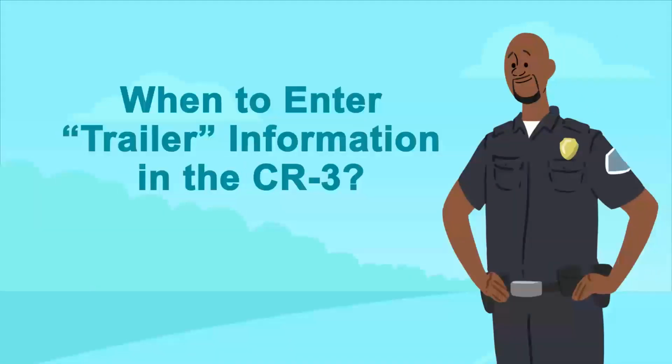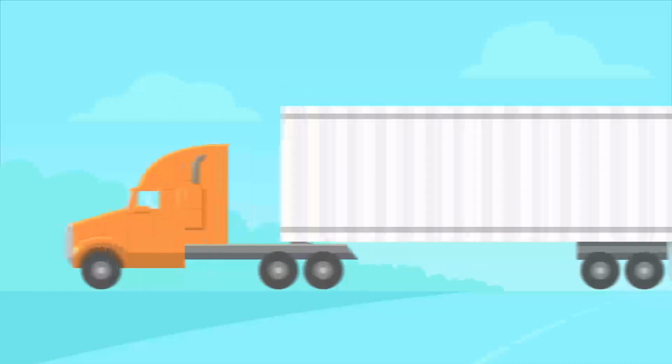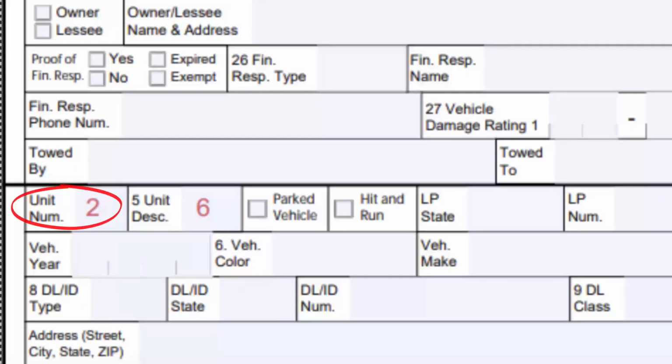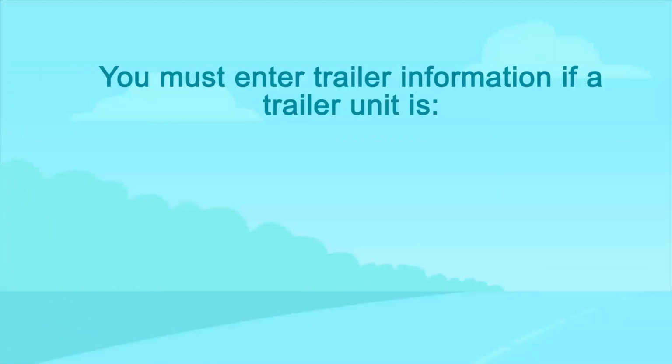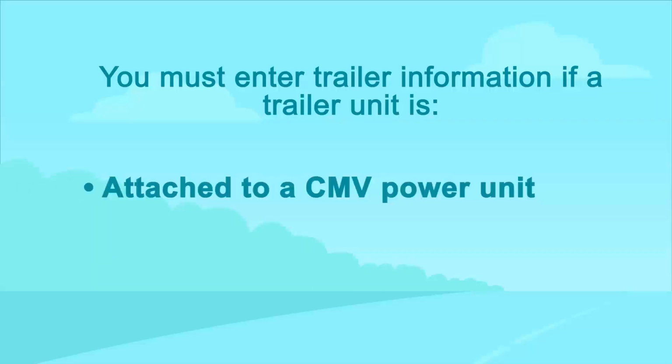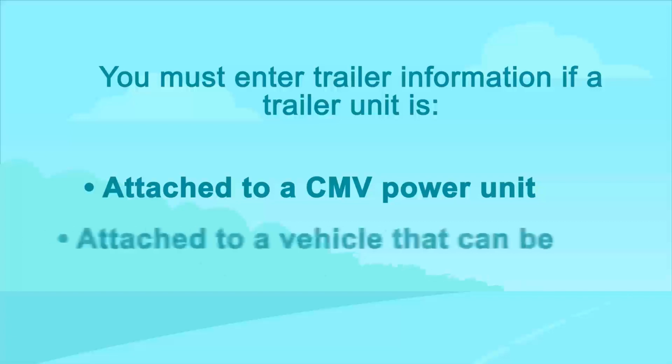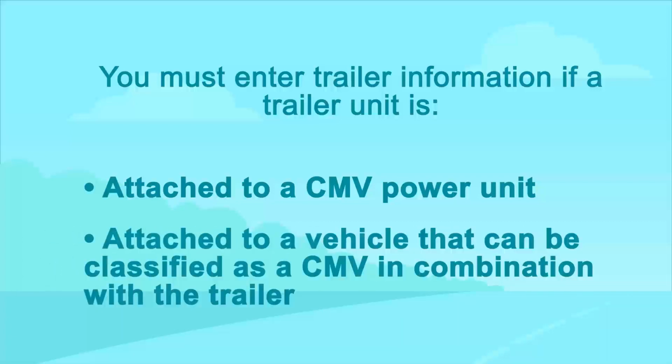When to enter trailer information in the CR-3. A trailer attached to a power unit must be included in the unit count of the CR-3 crash report, listed as a separate unit, and the unit description must be coded as towed or pushed vehicle or trailer anytime one is present. You must enter trailer information in the CMV section of the CR-3 form if a trailer unit is attached to a CMV power unit, attached to a vehicle that can be classified as a CMV in combination with the trailer.